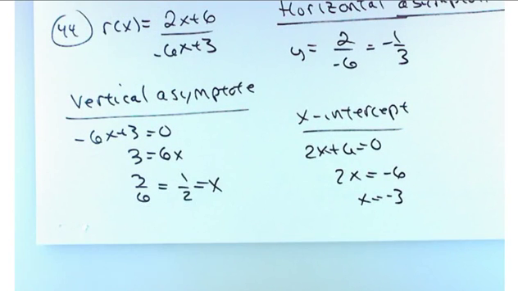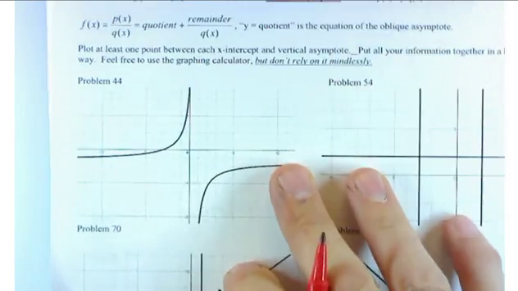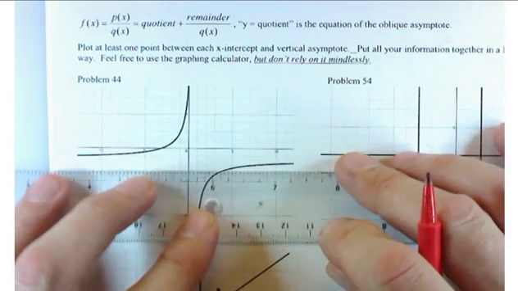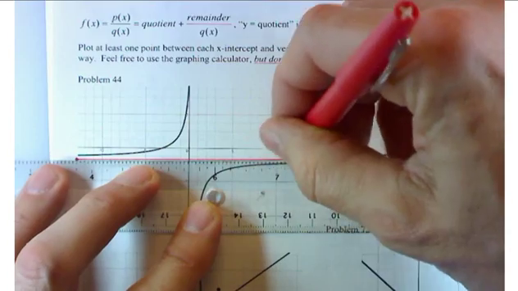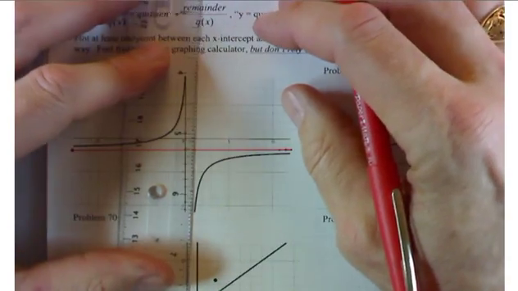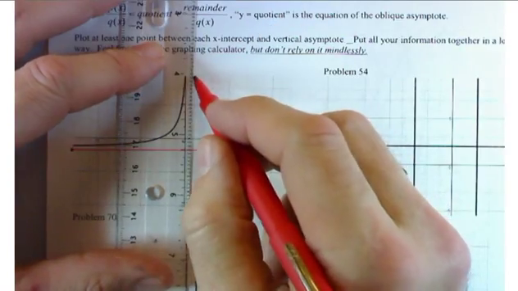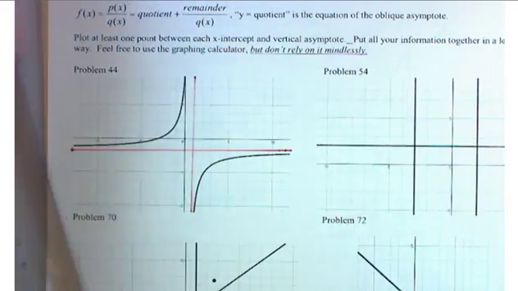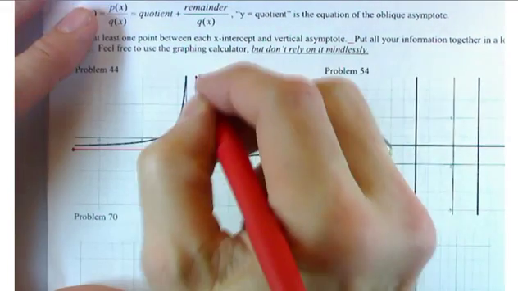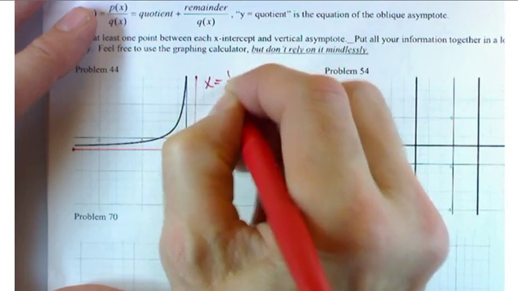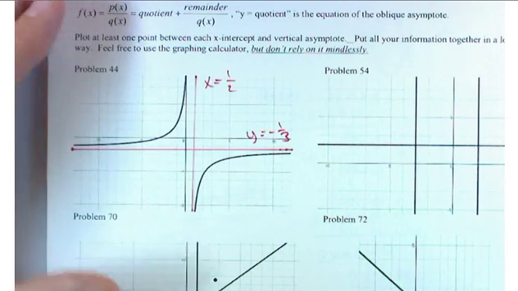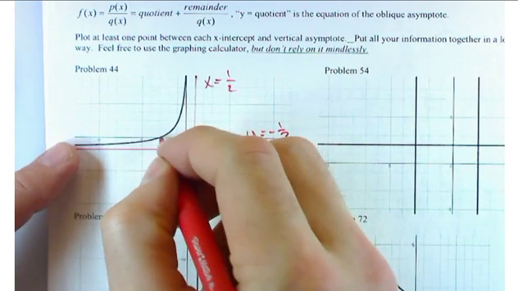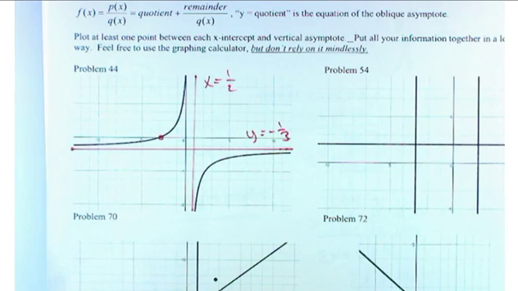All right, let's graph that. Oh, wait, that's been done for you. I'll probably not give you fractional asymptotes because they're kind of a pain to graph. But here are our asymptotes. We've got a vertical one at x equals 1/2. We've got a horizontal one at y equals negative 1/3. And along the way, we picked up our x-intercept at negative 3.